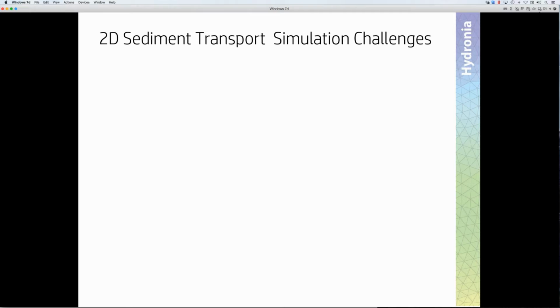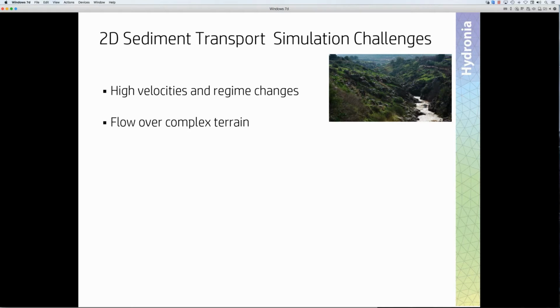Okay, now about the topic of today's webinar, which is erosion and deposition, sediment transport. Again, sediment transport, like many other processes that occur in rivers, is a challenging phenomenon to model, and modeling it in 2D has several hurdles that you need to overcome.